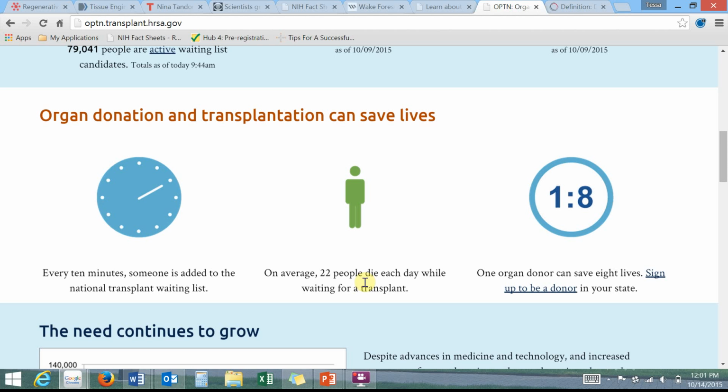But with this new tissue engineering, this will be a thing of the past. We won't have to wait for people to die in order to use their organs. We will have one made on a petri dish in a matter of days or weeks.